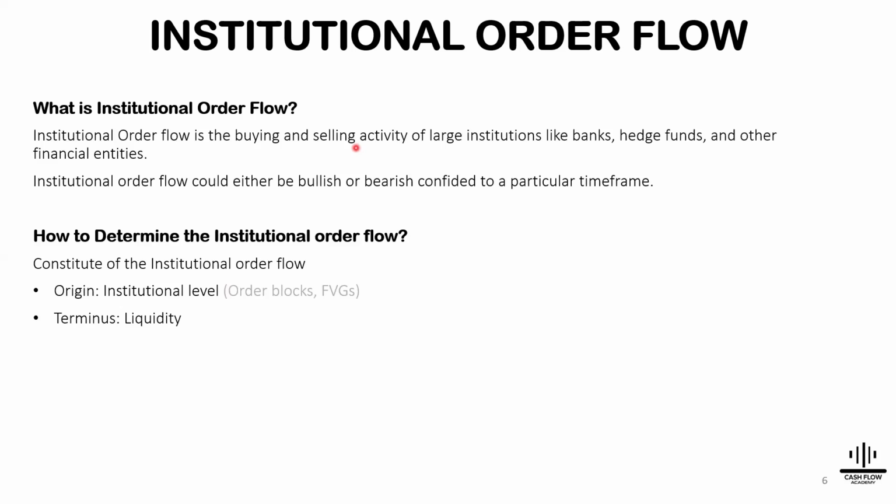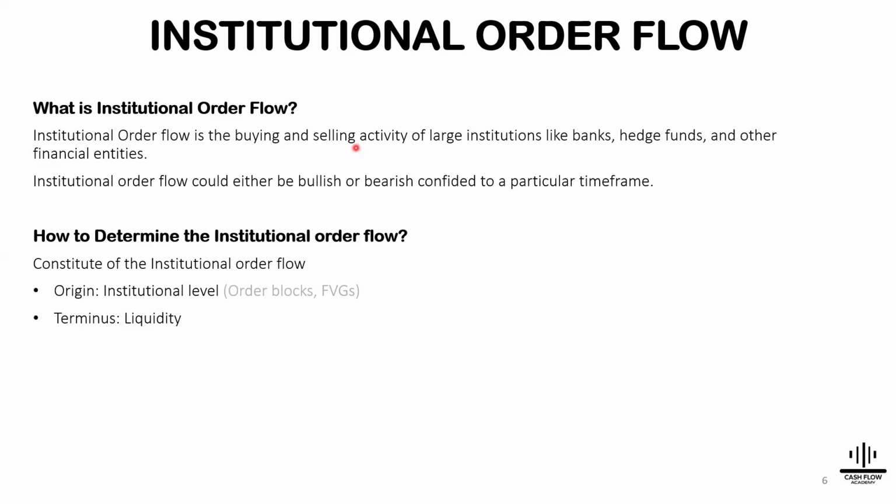So we can see from the definition that institutional order flow is a result of big institutions where there is a bulk of money, and bulk of money is what moves the market. Institutional order flow can either be bullish or bearish. Now, what you want to do as a trader is to find out the telltale signs or the handwriting of these institutions to be able to go with the flow. So if large institutions like banks, hedge funds, and other financial entities are going to be buying, how can you tell? That's what constitutes the understanding of institutional order flow using your chart.